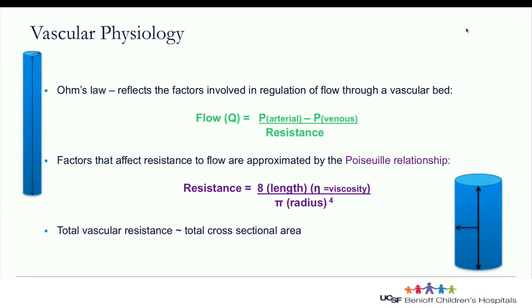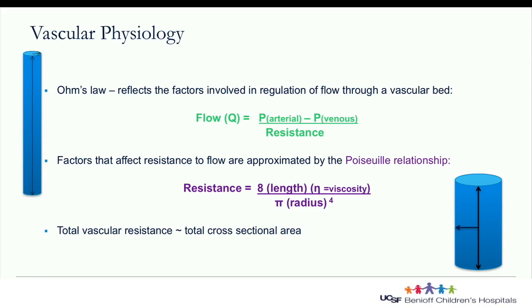Common to all vascular physiology, we have to mention the fundamental concepts of Ohm's law, the basis of our hemodynamic calculations in the cath lab. It's also important to recognize the factors that impact resistance to flow through a vessel or a vascular bed. Vessel length plays a role in this, but by the Poiseuille relationship, it's actually vessel radius that's the most significant contributor to overall vessel resistance.